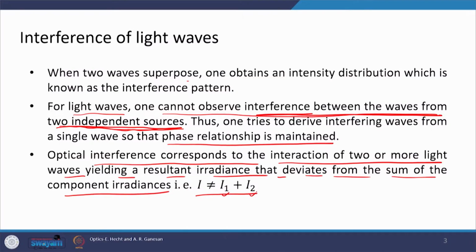And if we sum up the amplitudes, then to calculate intensity we will have to square them, and if we square amplitude A1 plus A2, then there would be a cross term also. Therefore, the resultant intensity will never be equal to I1 plus I2.